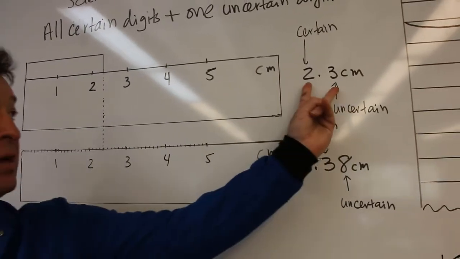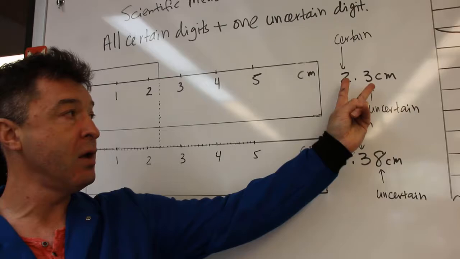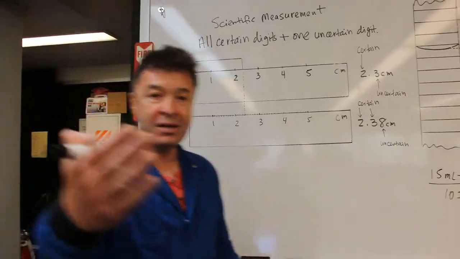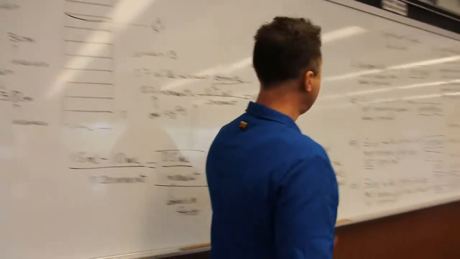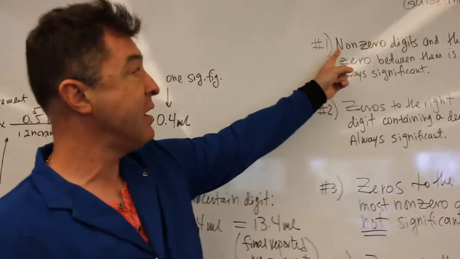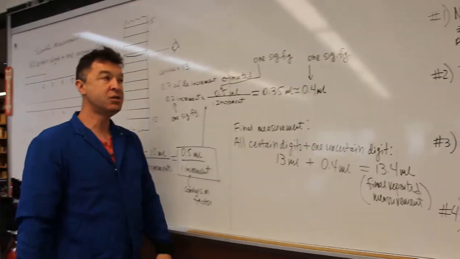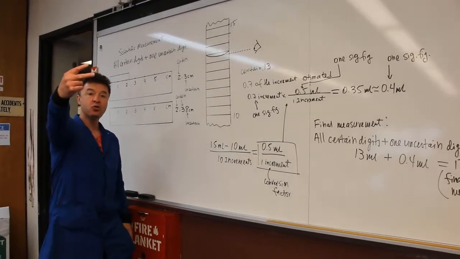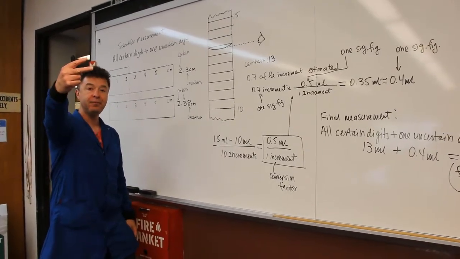Now, looking at this measured value, how many significant figures do I have? To answer the question, I have to go back to my significant figure guidelines. Remember, guys, the non-zero digits are always significant. So 2.3 means 2 significant figures in this number.